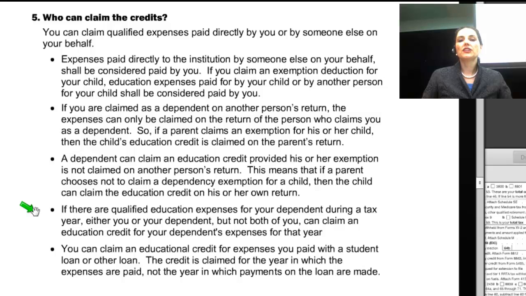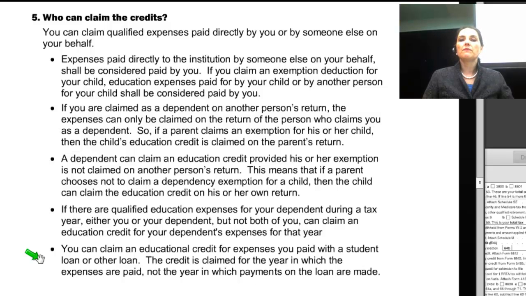Also, if there are qualified education expenses for your dependent during a tax year, either you or your dependent, but not both of you, can claim an education credit for your dependent's expenses during that year. So, of course, if you give up your dependent's exemption, then your child will claim his or her expenses on his return. If you do not give up your child's deduction and do claim your child as a dependent on your return, then you will claim your child's education expenses as a credit on your return, if you qualify to claim the credit. Also, you can claim an educational credit for expenses you paid with a student loan or other loan. The credit is claimed for the year in which the expenses are paid and not the year in which payments on the loan are made.